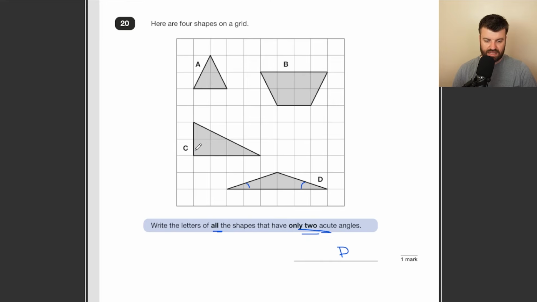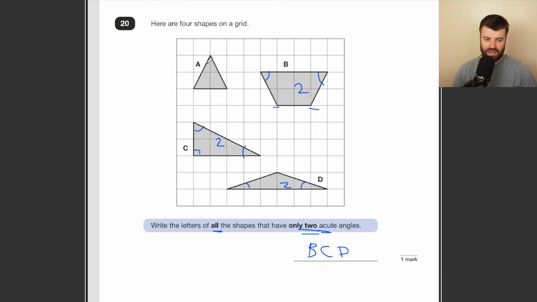Let's go to C. This is a right angle, so it's not acute. It's a right angle. It's not acute or obtuse. It's exactly 90 degrees. This is less than 90, so we can put C. This has 2 right angles. Let's keep going. B. This is less than 90. This is less than 90. And these are bigger. This has 2. My goodness. B, C, and D.